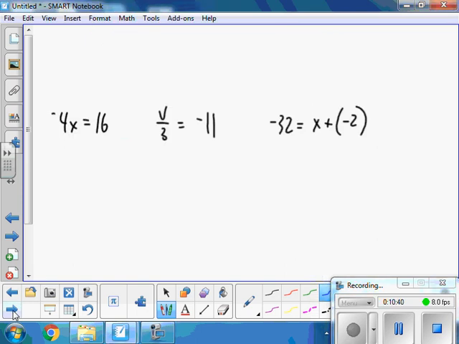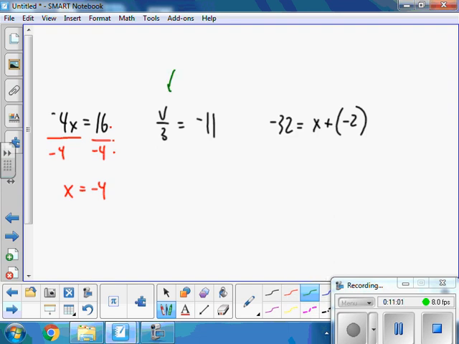All right, you know what? The next few equations are just a smattering of special situations that happen. So with the -4x equals 16, I'm going to divide both sides by -4. I'm taking the 4 with me, and that's really what I'm trying to do. So 16 divided by -4 is going to be -4.